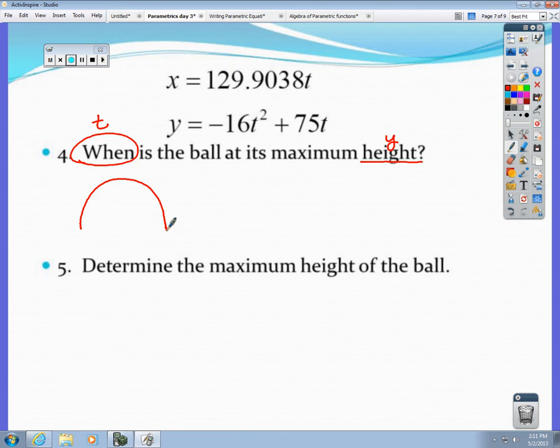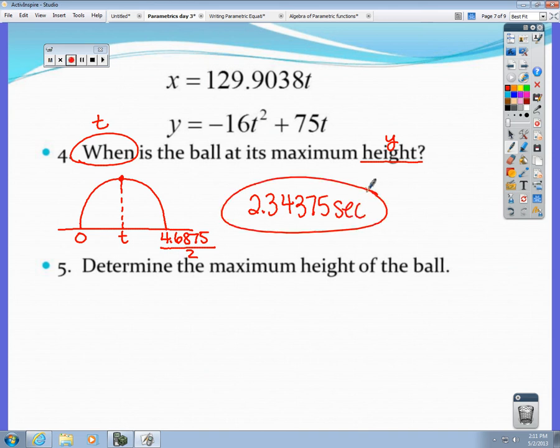Now in the last problem, we found out that the ball was on the ground at time 0 and at 4.6875. The maximum height on the parabola has to happen halfway between because a parabola is symmetric. So my maximum height is going to happen at the midpoint of those two numbers. So all I have to do to figure out when it hits its maximum is divide this number by 2. And when I do that, I'm going to come out with 2.34375 seconds.